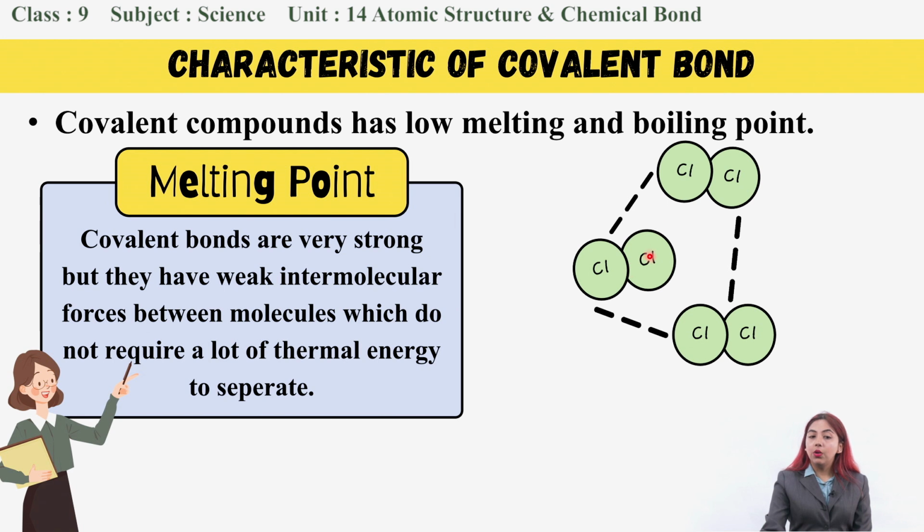So even though the covalent bond between the 2 chlorine atoms is strong, the intermolecular force between two different covalent molecules is weak. So we do not require a high amount of external energy to overcome that intermolecular force. That's why the covalent compound has a low melting and boiling point, because even if we apply a little amount of thermal energy, it can easily dissociate.